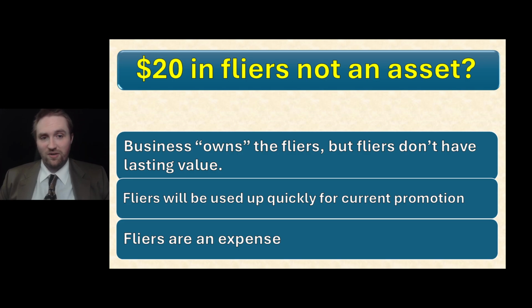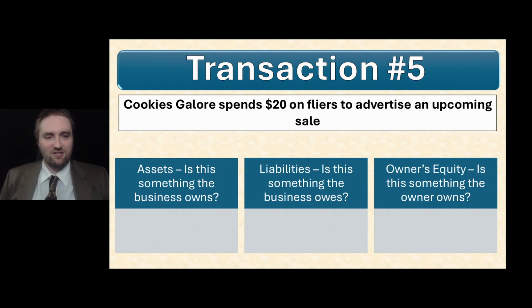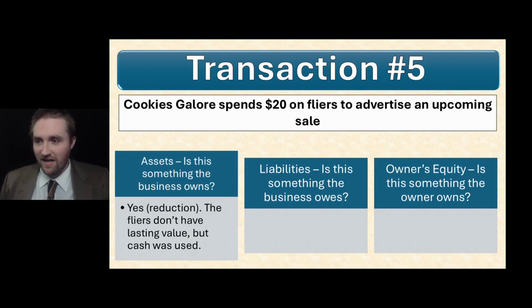Now, let's use this information to fill out the transaction. Assets. Is this something the business owns? The flyers are for advertising and don't have lasting value, so the flyers are not an asset. So in that regard, no. That said, this is kind of a trick question, because the $20 they spend is an asset. So, is this something the business owns? Yes, but not referring to the flyers, referring to the cash.